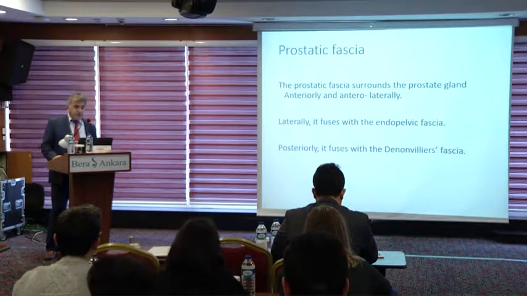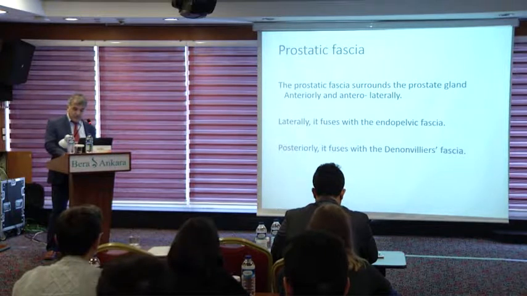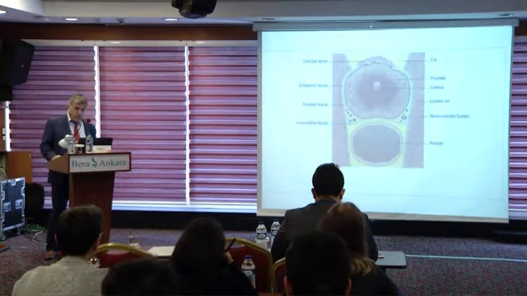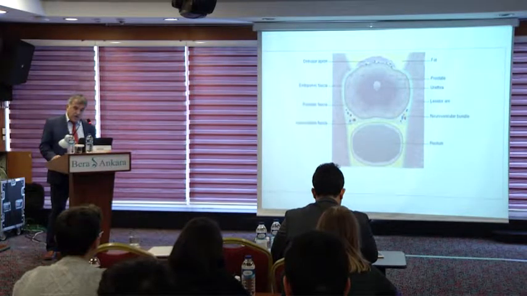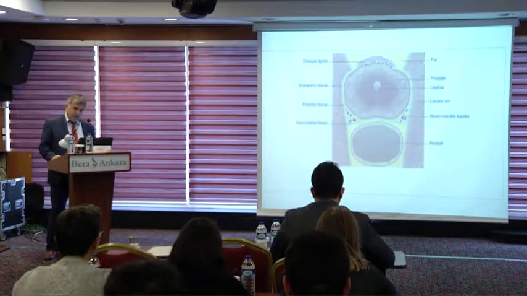The prostatic fascia surrounds the prostate anteriorly and laterally. Laterally, it fuses with the endopelvic fascia. Posteriorly, it fuses with Denonvillier's fascia. Endopelvic fascia also surrounds the rectum, and it looks like an H letter.